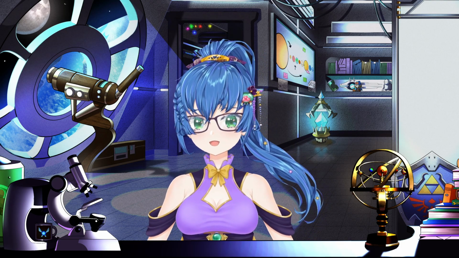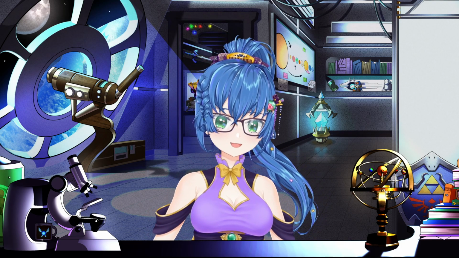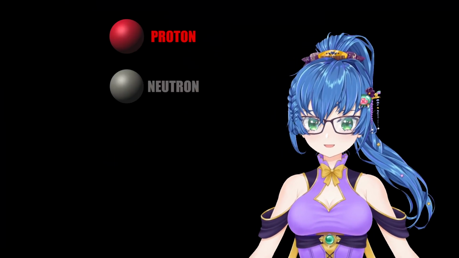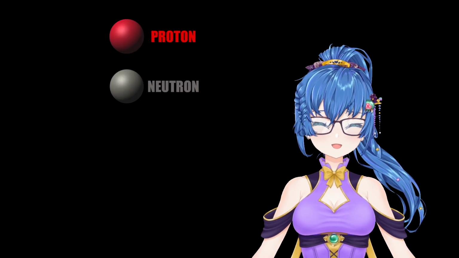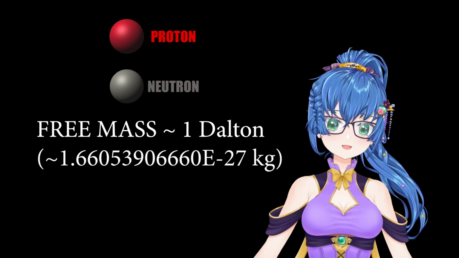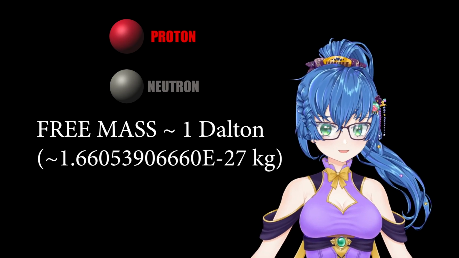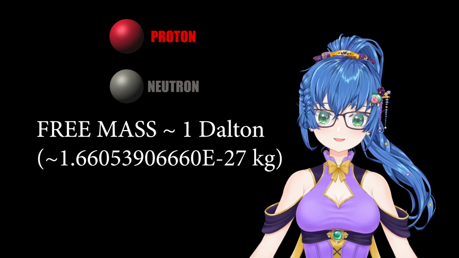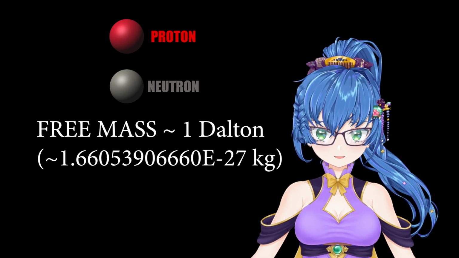For that, we have to look at the nuclear binding energy. The protons and neutrons that compose all ordinary matter have a free mass of roughly 1 Dalton, or about 1.66 times 10 to the minus 27 kilograms. Protons are slightly lighter than neutrons, but that isn't important for this discussion.